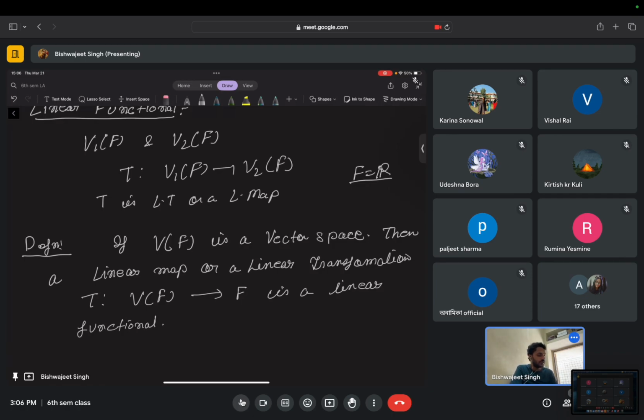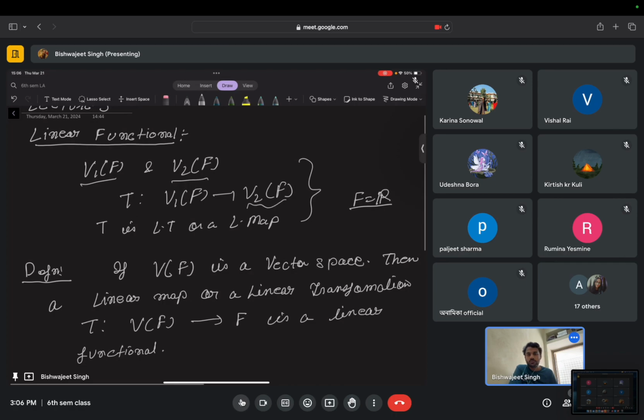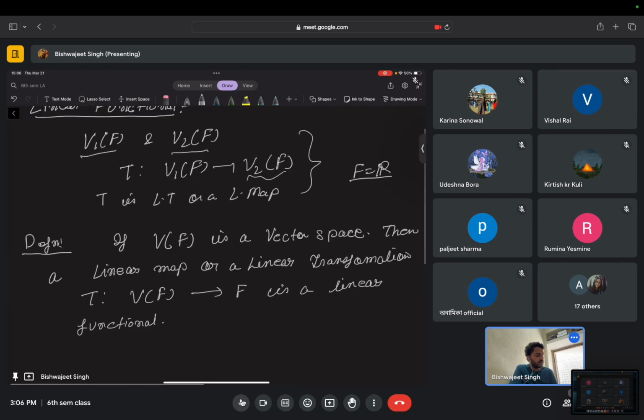So basically linear transformations we defined on two vector spaces, V1 over F and V2 over F. Here what we are doing is, in place of the vector space V2, we are taking the field. When we take a linear transformation from a vector space to its field, and if that map is linear, meaning it satisfies those properties, we say that it is a linear function.